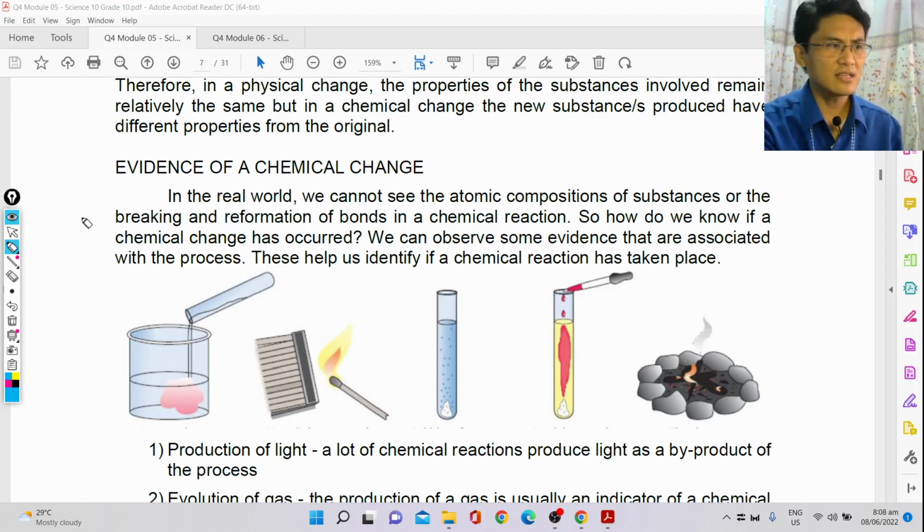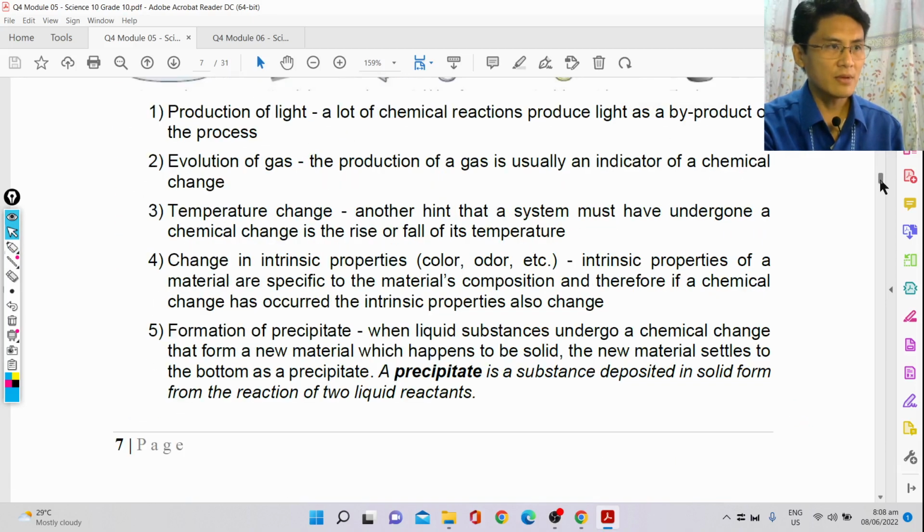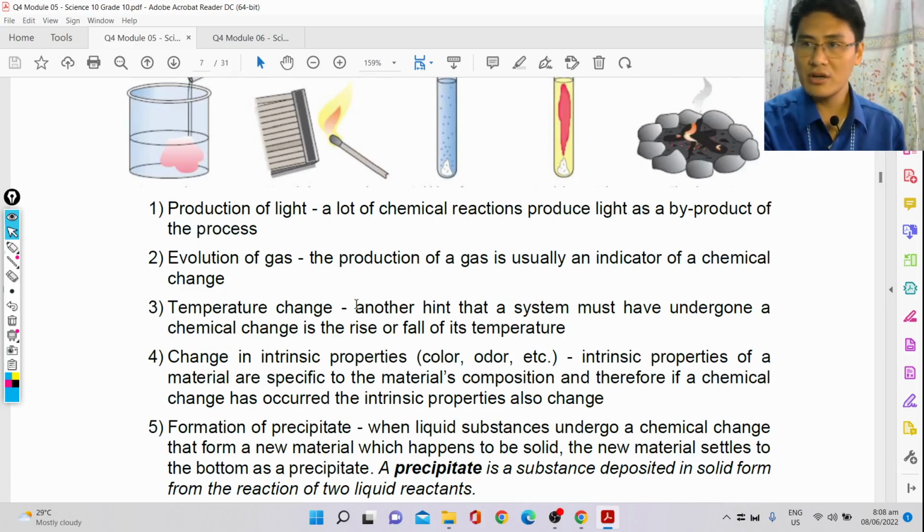Okay, so what are these evidences? So there are 5 of them. So number 1 is production of light. A lot of chemical reactions produce light as a byproduct. So for example, when you burn paper, as you know, paper is just reacting with the oxygen in the air through combustion, and therefore it creates carbon dioxide and water. But in the process, it produces light. So production of light is one of them.